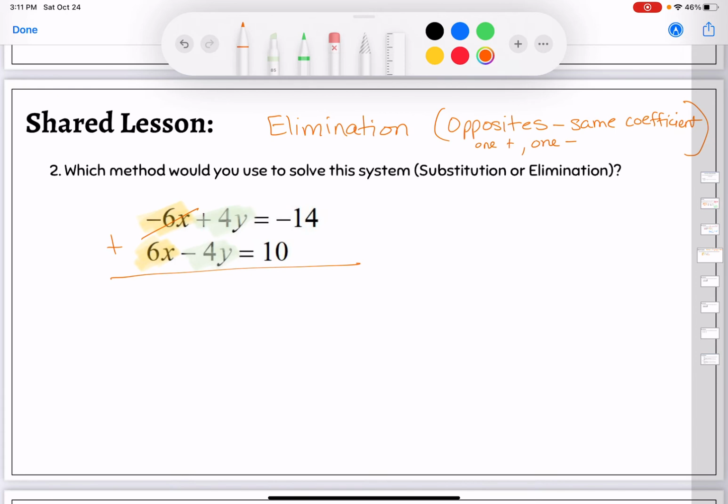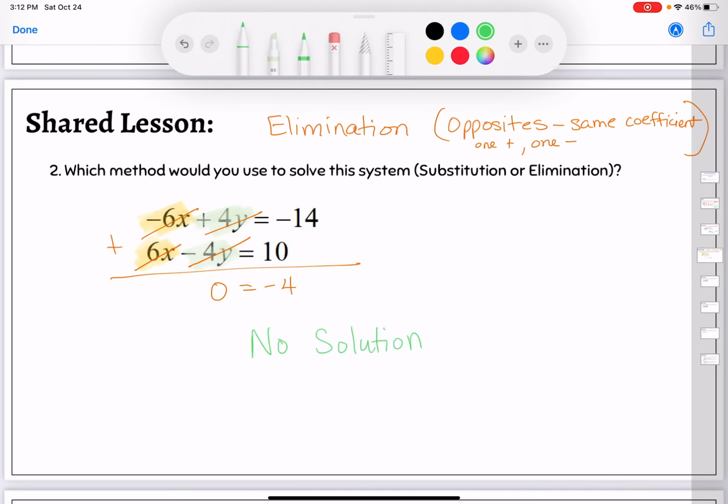So -6x plus 6x cancel out. Positive 4y minus 4y cancel out. I'm left with 0 on that side of the equal sign. -14 plus 10 gives me -4. Oh boy, 0 equals -4. That's never going to happen. This is a no solution.